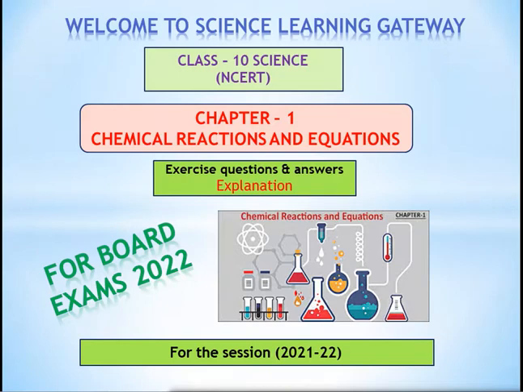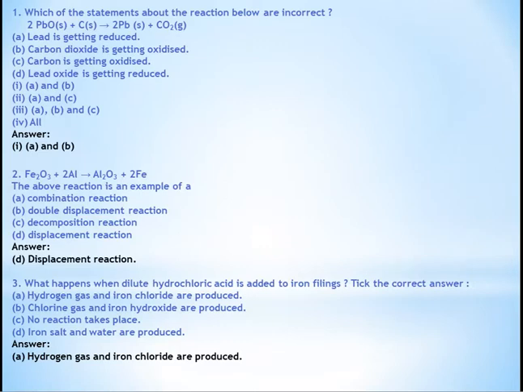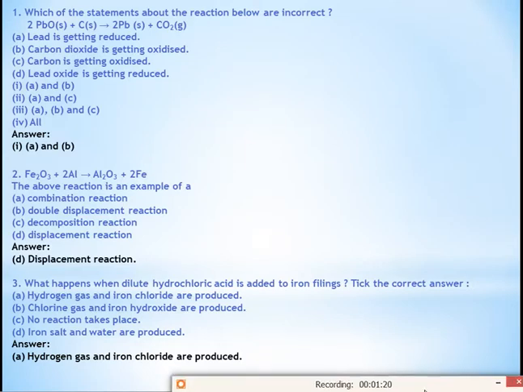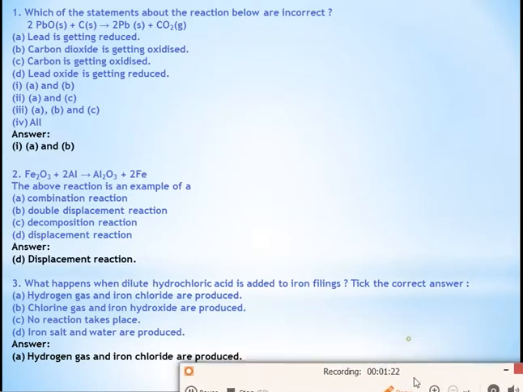Okay, so let's start with the question answers. The first question given in your textbook is choose the correct answer. In this question 4 options are given. We have to select which option is the correct one. So let's read the question first.